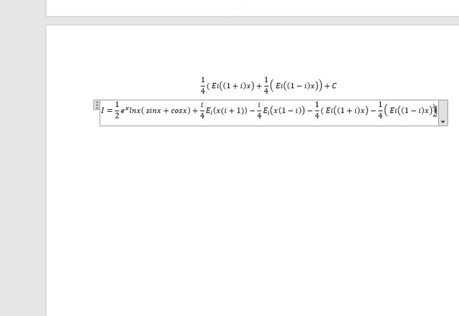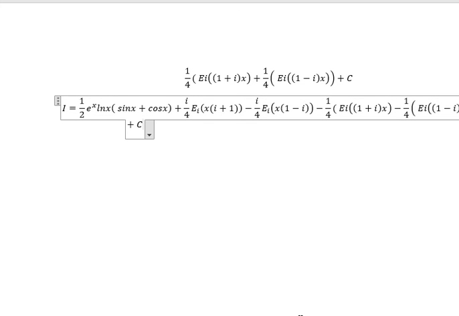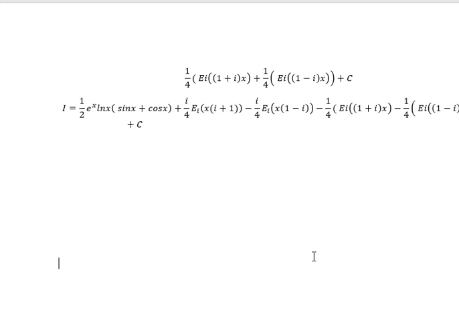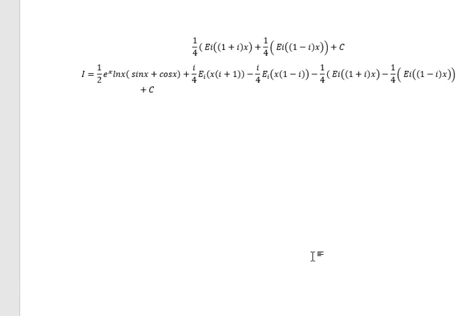And we add C, which is the constant. And here is the final answer.